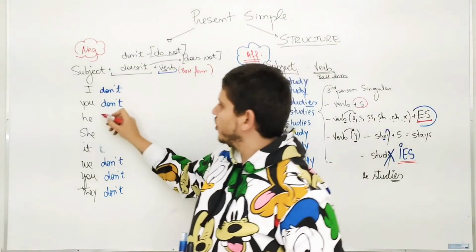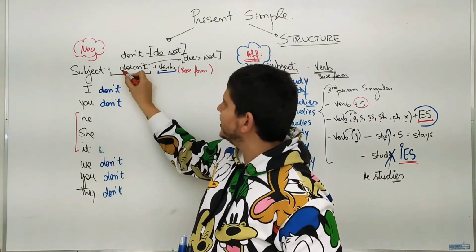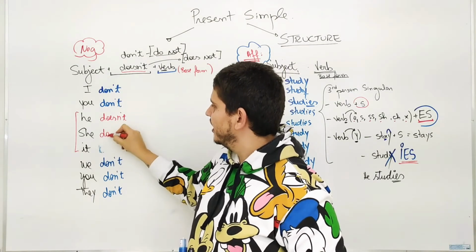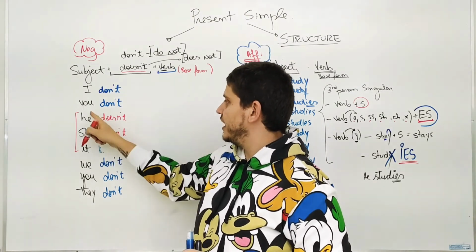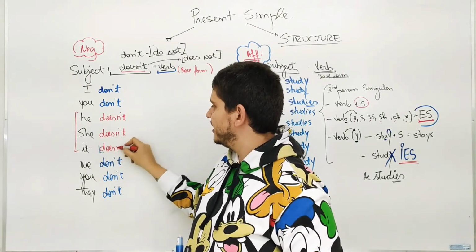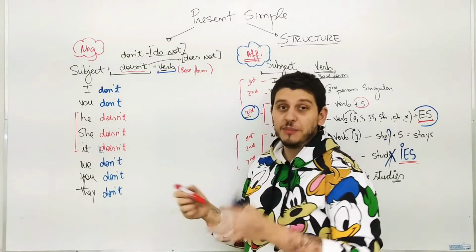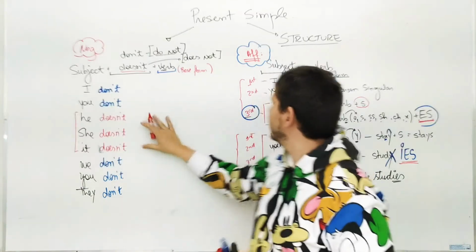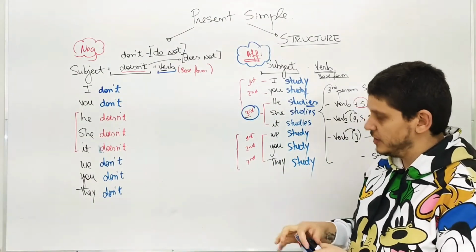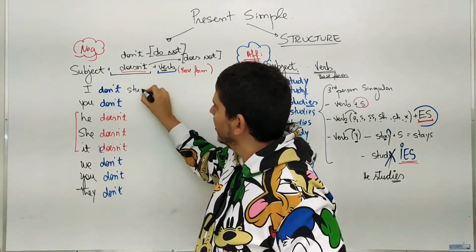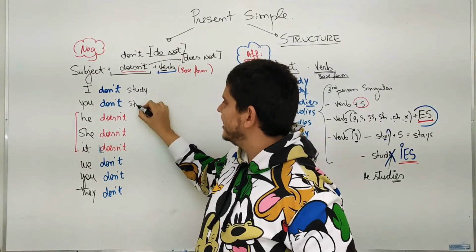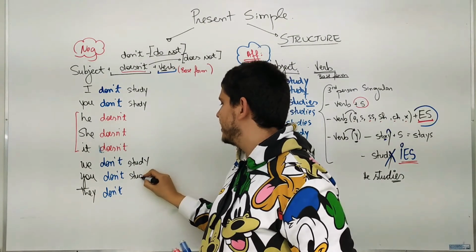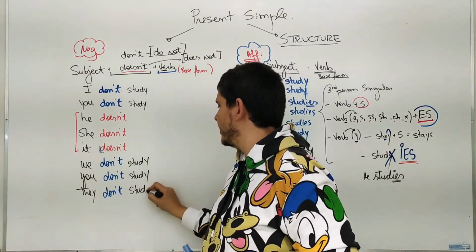In the negative, for he, she, and it, we use doesn't. So, I don't, you don't, but he, she, it doesn't. And after that, we use the verb. Pay attention that here the verb doesn't come with the s. Observe, if I want to say, eu não estudo, I don't study. You don't study. We don't study. You don't study. They don't study.